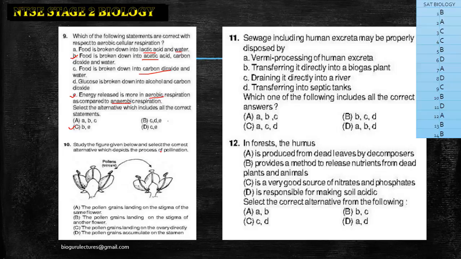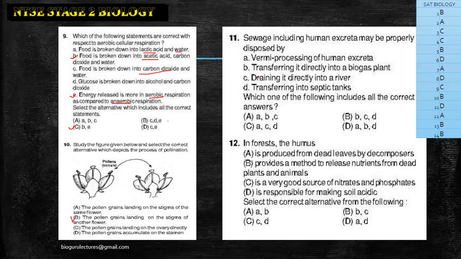Study the figure given below and select the correct alternative which depicts the process of pollination. So here you can see cross pollination. The pollen is being transferred to another flower. So obviously it is cross pollination. Hence we can go with the answer B.